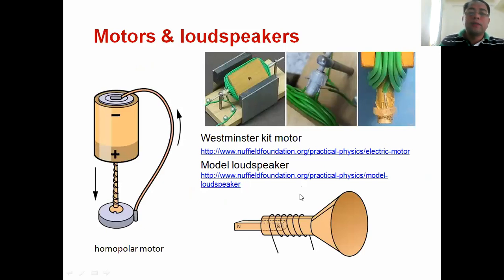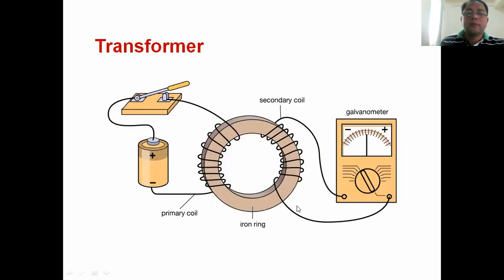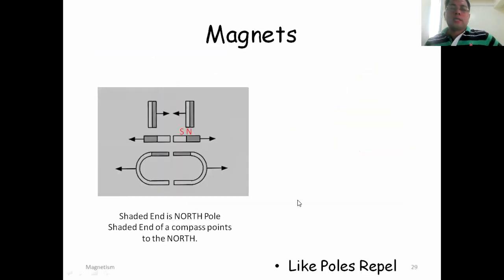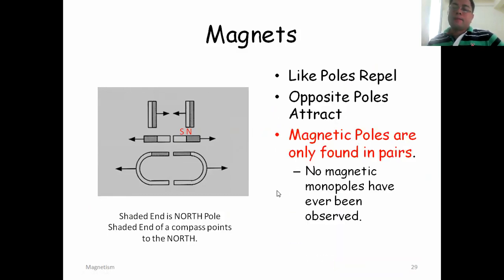Okay, some loudspeakers and other applications of magnetism. Most of these are actually magnetic induction. Now, this principle is known as the basic law of magnetism. Like poles repel and opposite, or unlike, poles attract. So north and south attract each other. It's never possible that north and north attract each other.